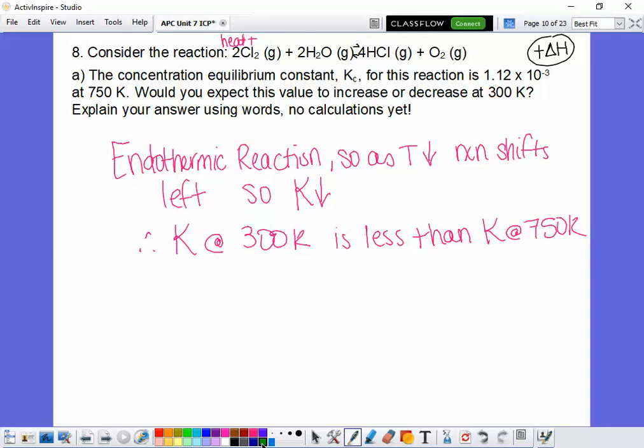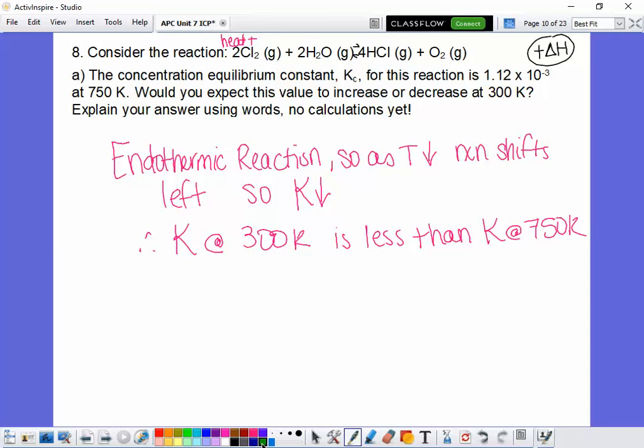In a little bit, we're going to do some calculations, but let's predict the delta G stuff. We know that the K, the equilibrium constant at 750 Kelvin, is 1.12 times 10 to the negative 3. What do we predict the sign of delta G to be at 750 K? Positive, because the K equilibrium constant is less than 1. So the delta G should be positive at 750 Kelvin.